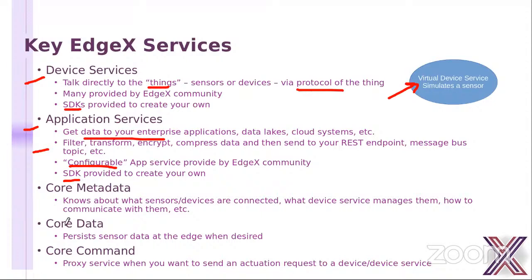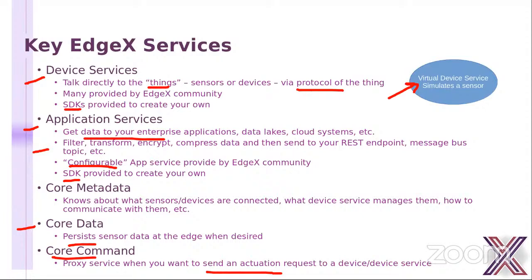Some other key services here, you already saw core data, which provides for persistence of things like sensor data at the edge. Core command serves as a means of proxying. So between the intelligence and actual device services and devices, it sends actuation requests down to the devices and the sensors so that you don't have to speak the protocol of any one sensor. Command will take care of that through the abstraction of our service layer and of knowing how the protocols at the edge work.